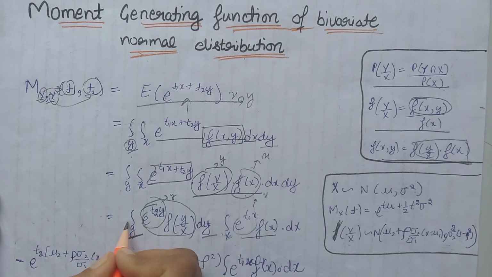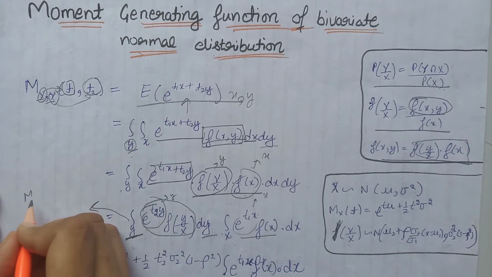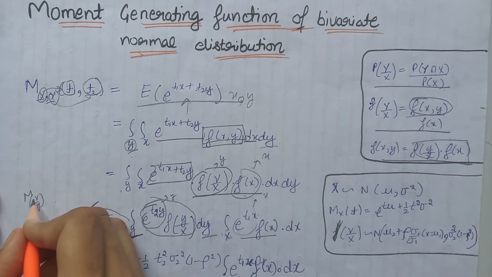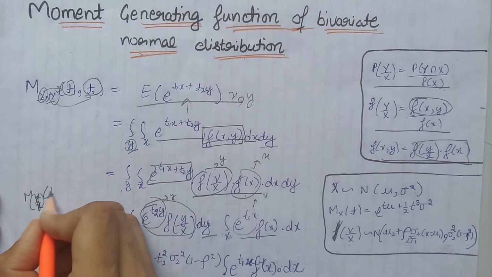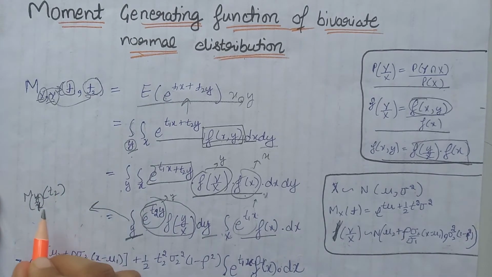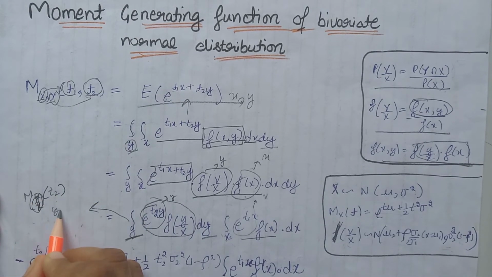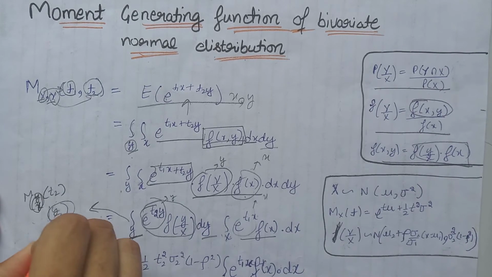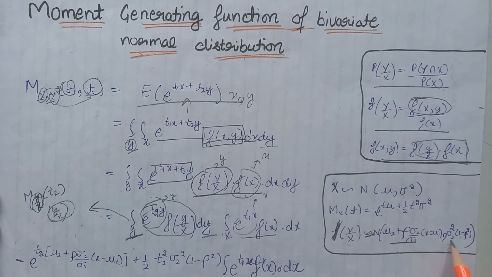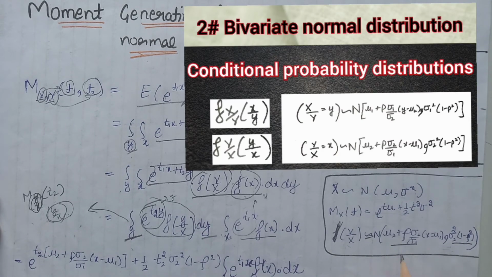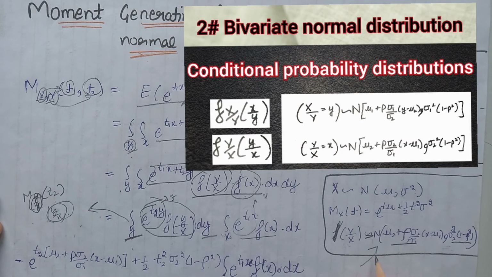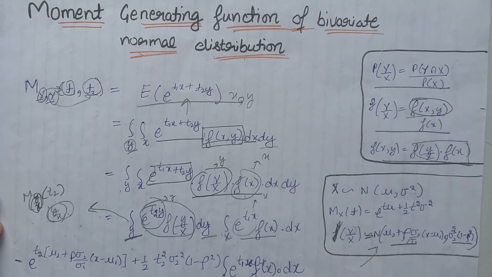Now moreover we can see that it can be written as the moment generating function of the y divided by x random variable, and here we have to write t2. We also know that this variable, y divided by x, belongs to a normal distribution with this mean and this variance. We have already uploaded a video on our channel related to this topic. In that video we calculated the conditional distribution of y for fixed x, so you can watch that video also.